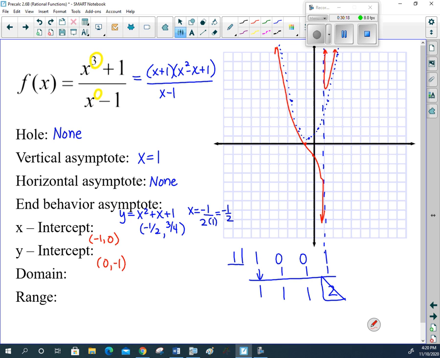Okay, domain looks like to me, 1 is the only thing that doesn't count. So we could say from negative infinity to 1, and then 1 to positive infinity. Or you could say all reals except that x cannot equal 1. You could do it like that. Either way, I would take either answer. Okay, and the range, it looks like to me because I have this one continuous piece that goes almost up, you know, it's not straight up and down, but it goes up to infinity and down to infinity, that piece. That means my range is all reals.